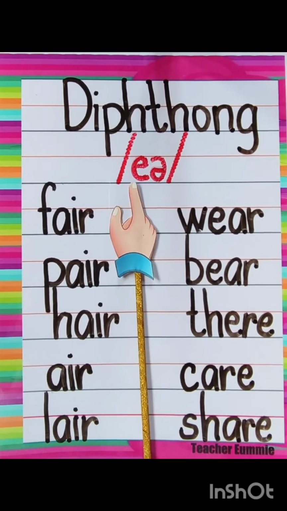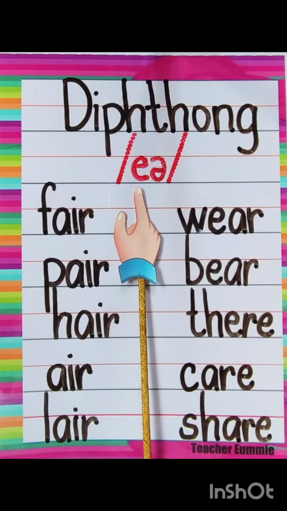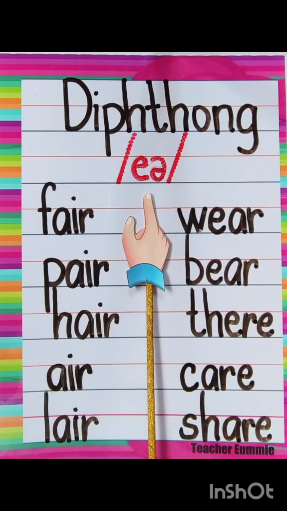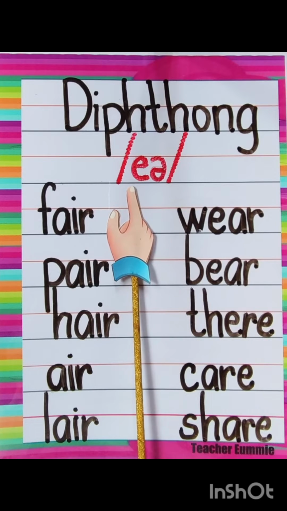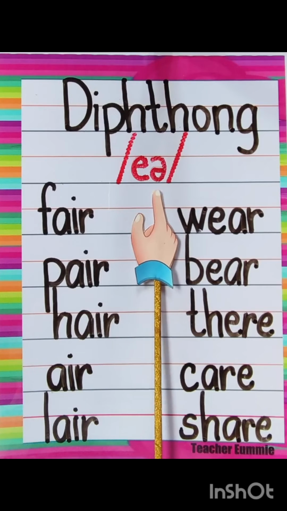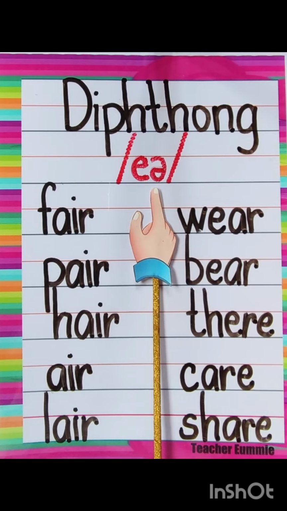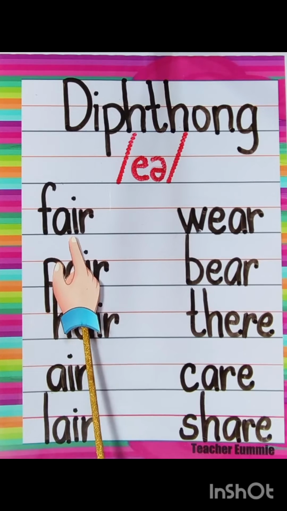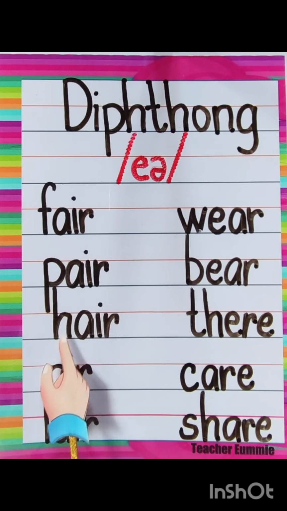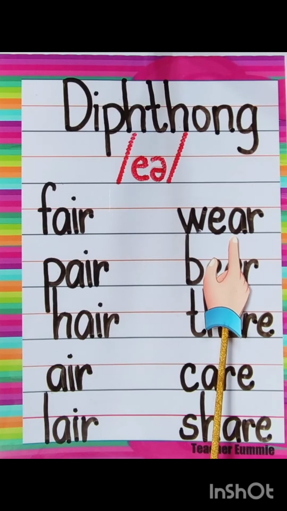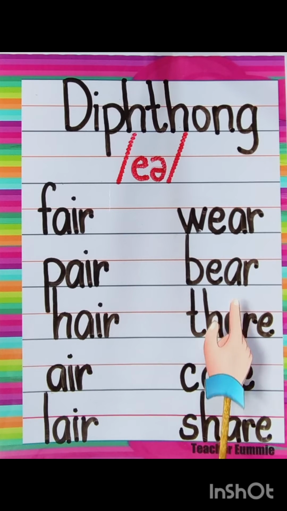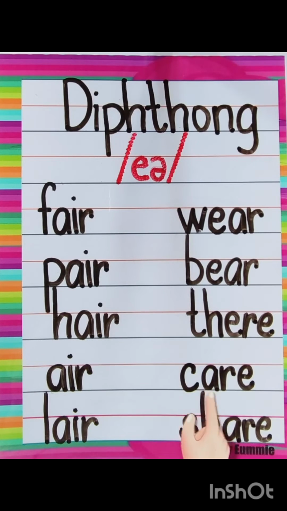To make this sound, first say eh. Then move your tongue backwards and close your mouth a bit to say ah, air, air, air as in fair, pear, hair, air, lair, where, bear, there, care, share.